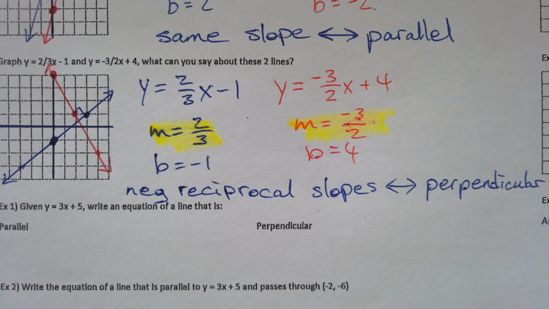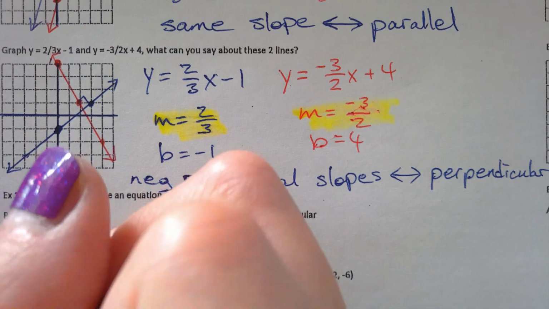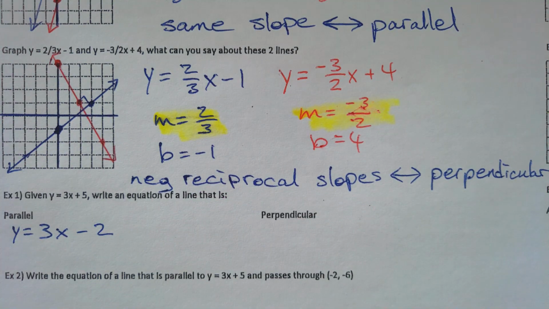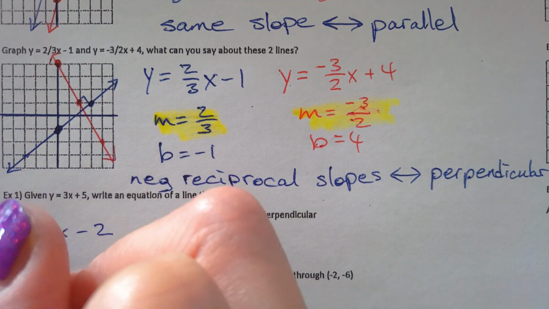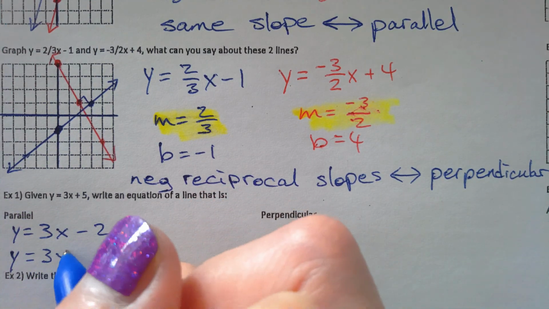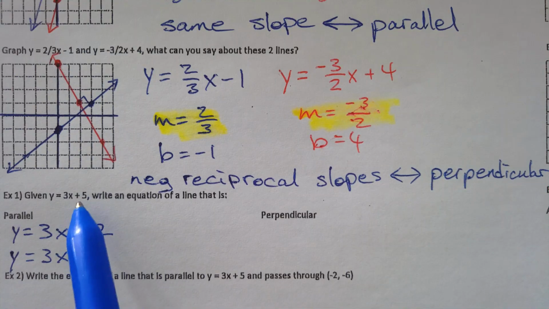So given y equals 3x plus 5, can you tell me any equation that is parallel to this? Alvin. Good. Okay, another one. Jasmine? Any other line that's parallel to this? Y equals 3x minus 5. Sure. Okay. What about y equals 3x plus 5? Can I have y equals 3x plus 5?